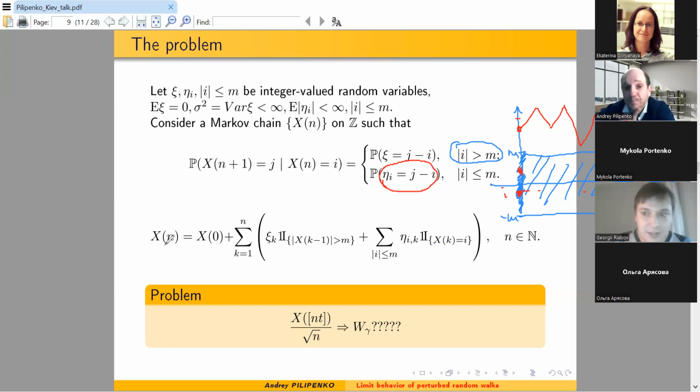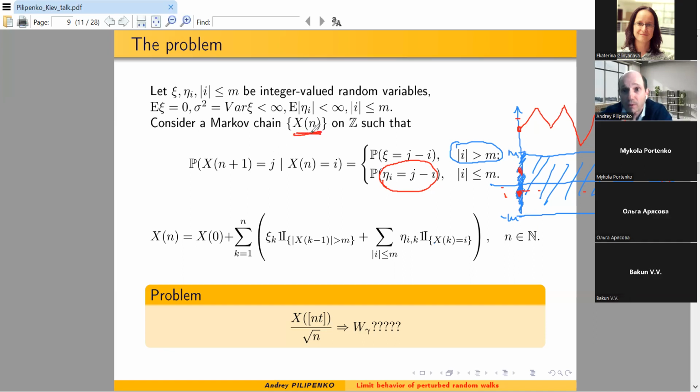Formally, I can say that this Markov chain behaves as the following sequence. You add xi k if you are outside of the membrane, where xi k are independent identically distributed random variables, and if X k is equal to i and you are in the membrane, then your increments are eta i k, where eta i k has the same distribution as this random variable.